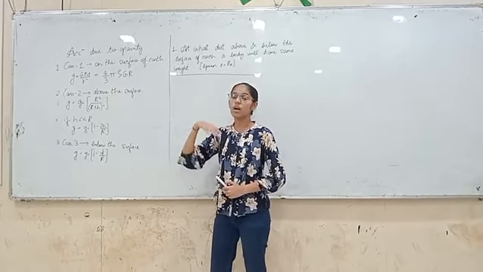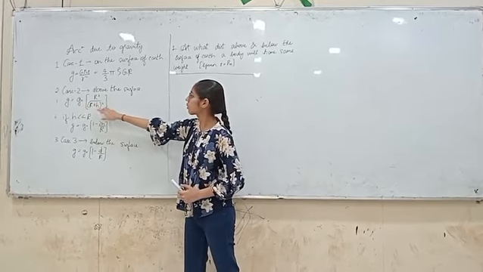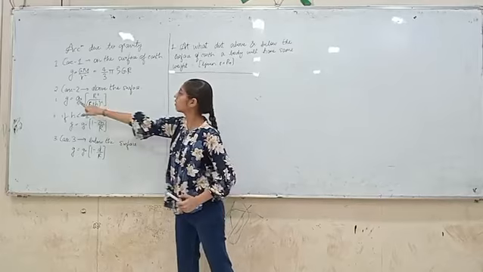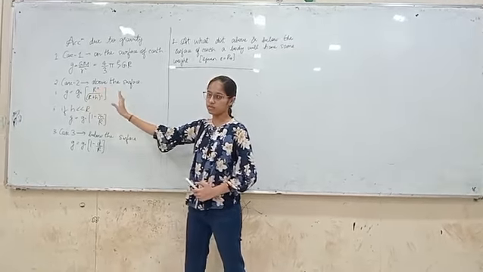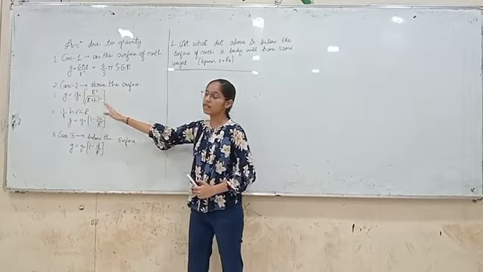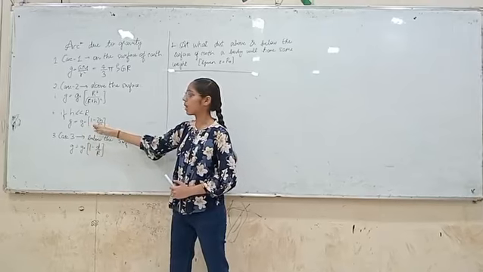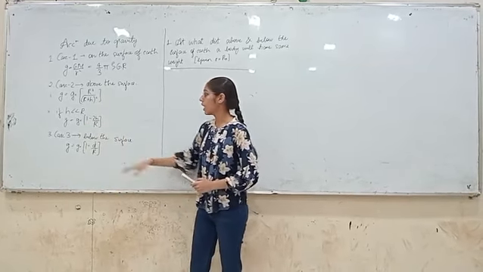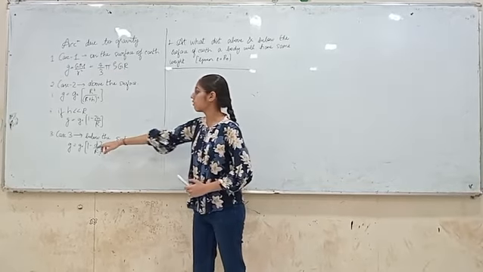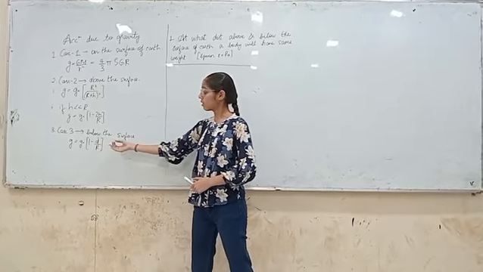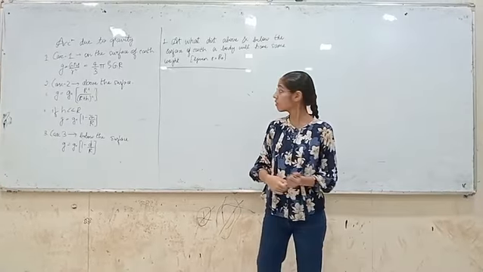Case 2: if the object is above the surface of the earth, then we can write it as g naught into R square by (R plus h) the whole square, where g naught is the gravity of the earth and R is the radius of the earth. If the height is very small compared to the radius of the earth, we can write it as g naught into (1 minus 2h by R). And last, case 3, if the object is below the surface of the earth, we can write it as g naught into (1 minus d by R). So using these formulas, we are going to solve questions.